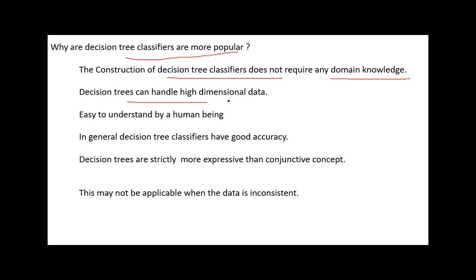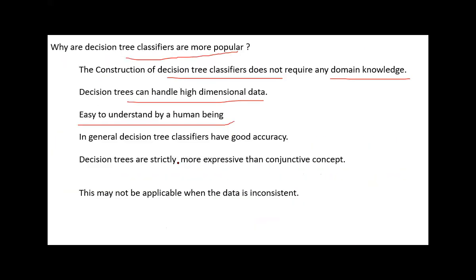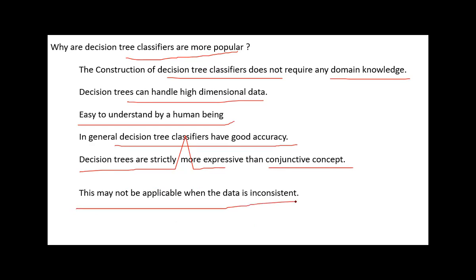Decision trees can handle high dimensional data. Easy to understand by a human being. In general, decision tree classifiers have good accuracy. Decision trees are strictly more expressive than conjunctive concepts. This also suffers with noisy data.